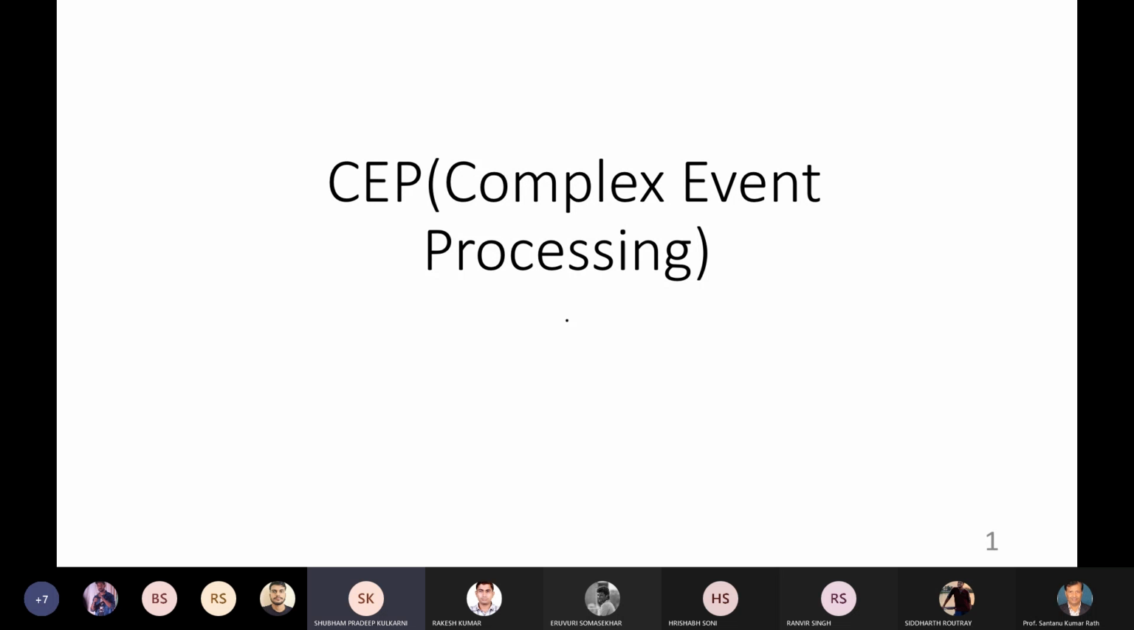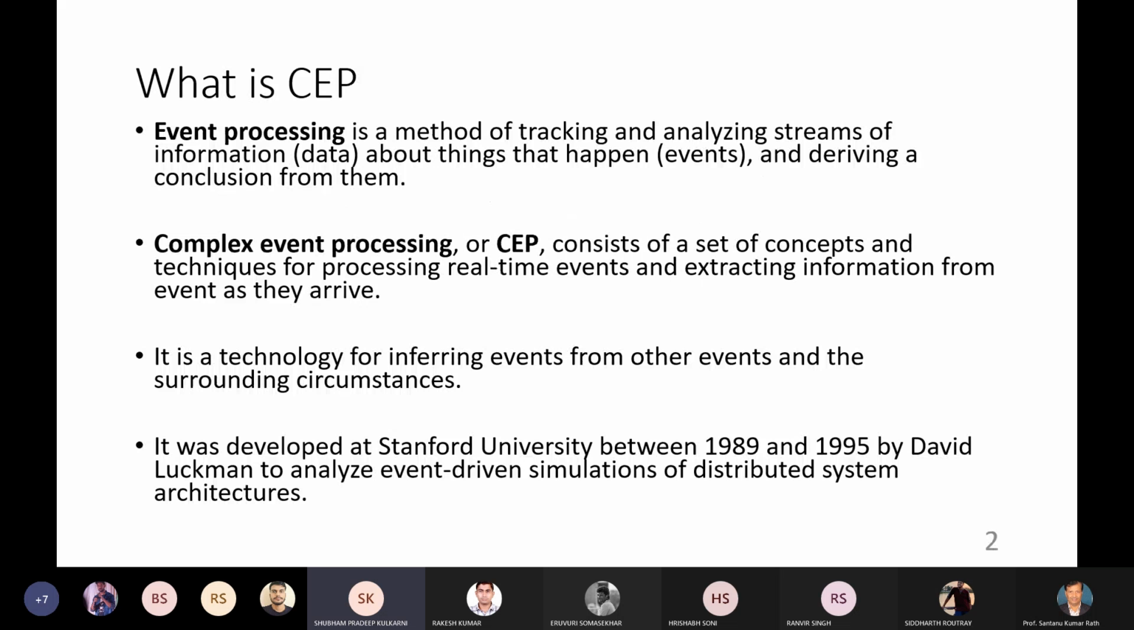Okay, so the topic is complex event processing. It is called CEP. First we'll see what event processing is. Event processing is a method of tracking and analyzing streams of data about different events that are taking place and deriving conclusions from them. So we have different events that take place in the system, we track and analyze them and derive different conclusions from them. Now we look at what complex event processing is. Complex event processing consists of a set of concepts and techniques for processing real-time events and extracting information from those events.